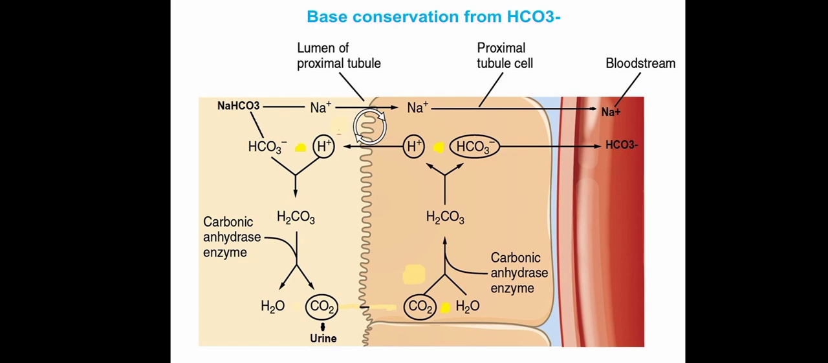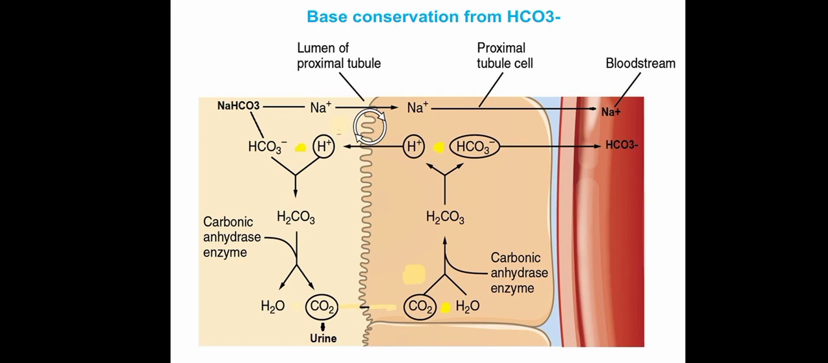Outside that, there is the bloodstream. Blood is flowing through the vasa recta or some other tissues, other vessels. That is the condition. Now, the base conservation from bicarbonates, HCO3 minus bicarbonate ions. So from where are these bicarbonate ions preserved? These bicarbonate ions are preserved from the urine.